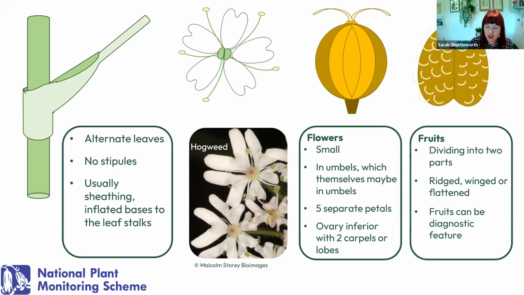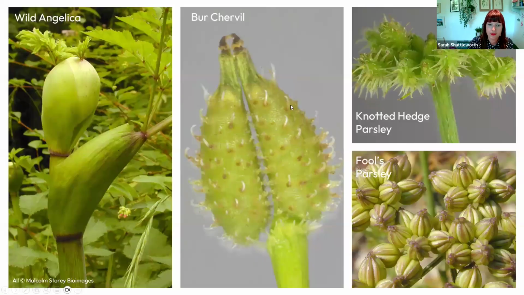important for identification. Are they ridged? Are they winged or flattened? Have they got hooks, hairs, all sorts of things? So really, sometimes with this whole group, you need to see them when they're fruiting in order to identify them.